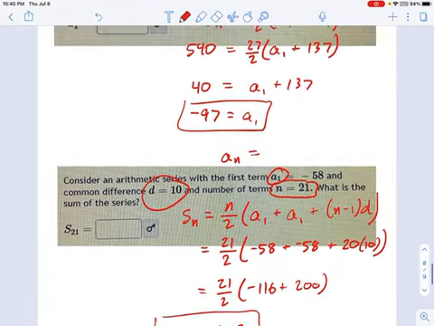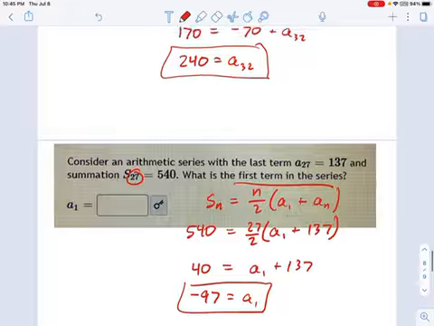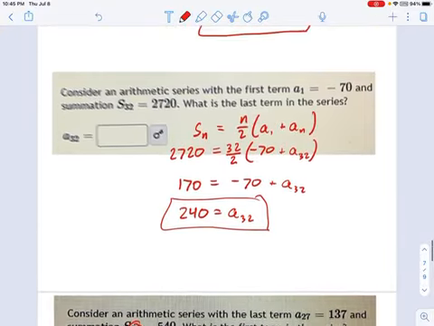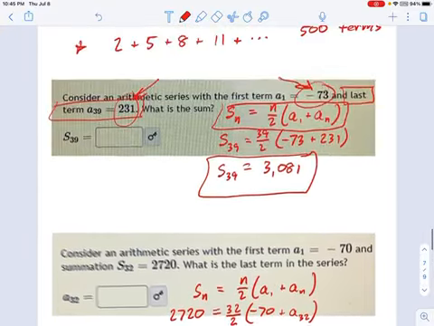All of these problems are the same idea. We're taking a formula, and we're just plugging stuff into it based on what the problem is giving us.